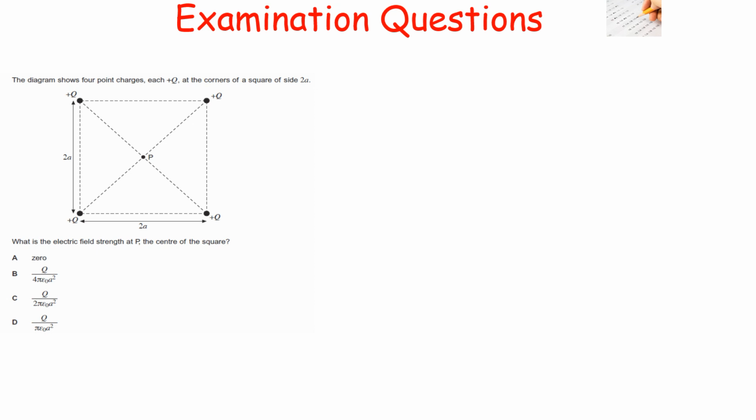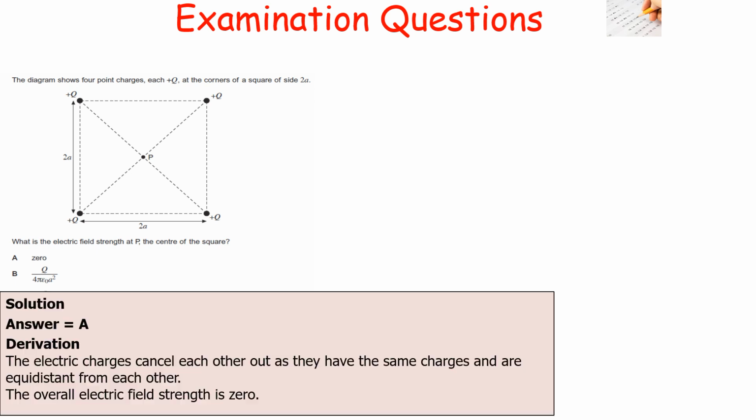Right, for this one, you've got to consider the distance from P. Now the answer is that the electrical field strength will be 0, it'll be A, because the electrical fields will cancel each other out, because they've all got the same charge and they're all equidistant from P. So all these positive charges will cancel each other out because they're on opposite sides of P, so therefore our overall electrical field strength is 0.